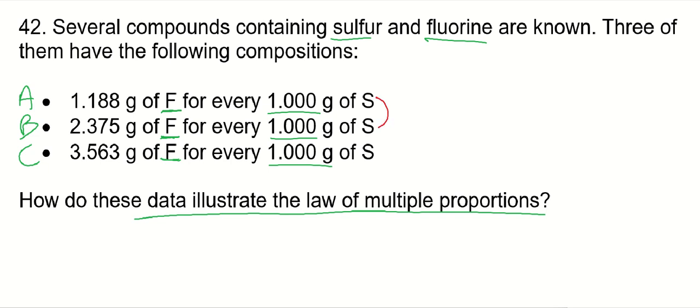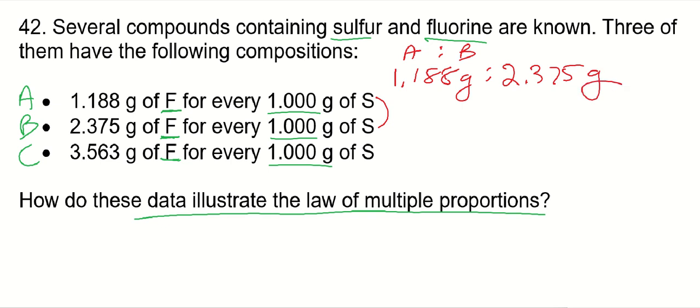Compound A to B, we're going to compare the masses of fluorine, one of the elements. All right, so 1.188 grams, this is A to B, to 2.375. You don't need a calculator because it already tells you that these are going to be multiples, but you can pull out a calculator. That's going to be 1 to 2. All right, whole numbers. A to B ratio is 1 to 2.